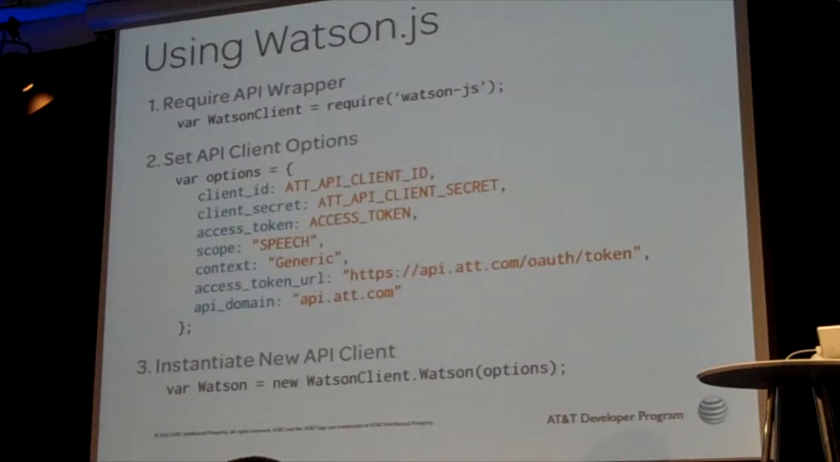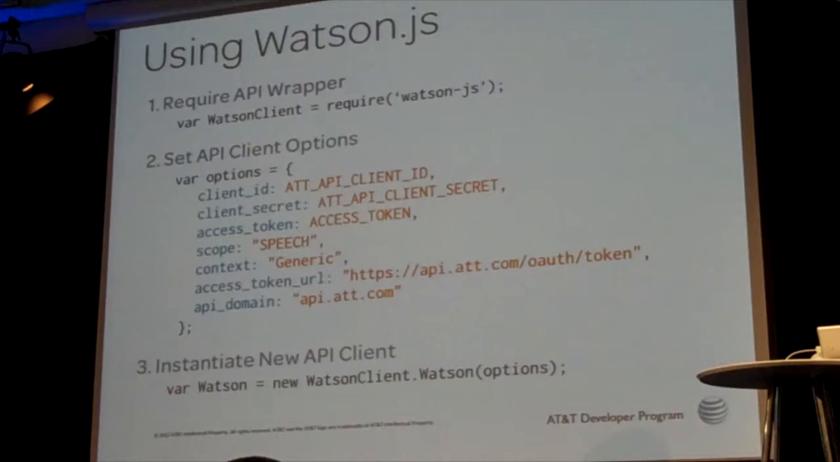Then you enter your scope, which right now Watson.js only supports speech and it only supports the WAV format of file type, but I'm going to be adding AMR soon. The context, in this case, we're just showing you generic. It could be question-answer, it could be U versus EPG. And then it includes the access token URL and API domain, which are optional options. You don't really have to include those because they're already preset.